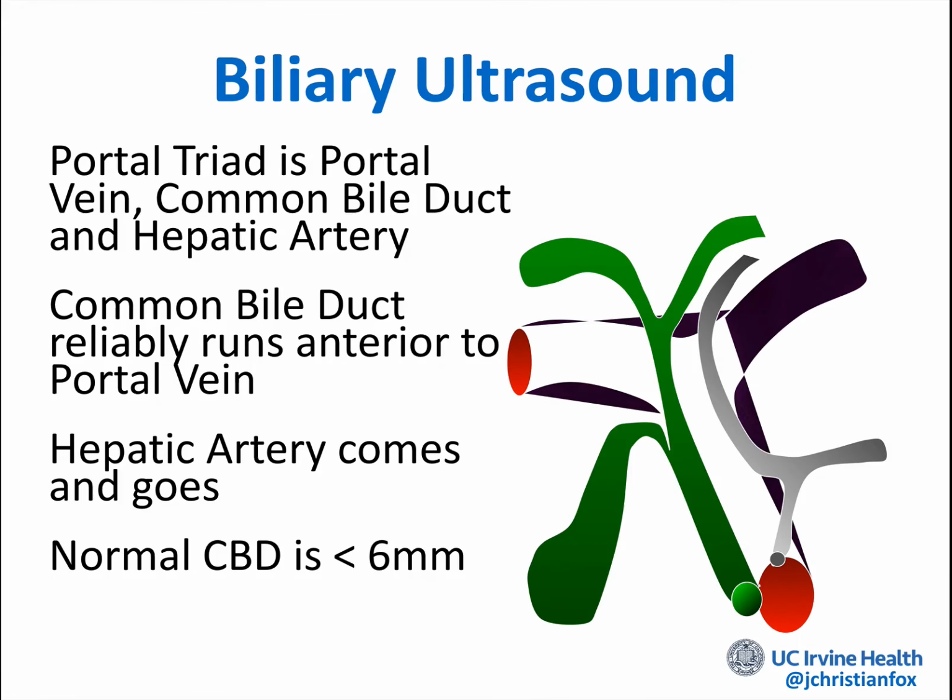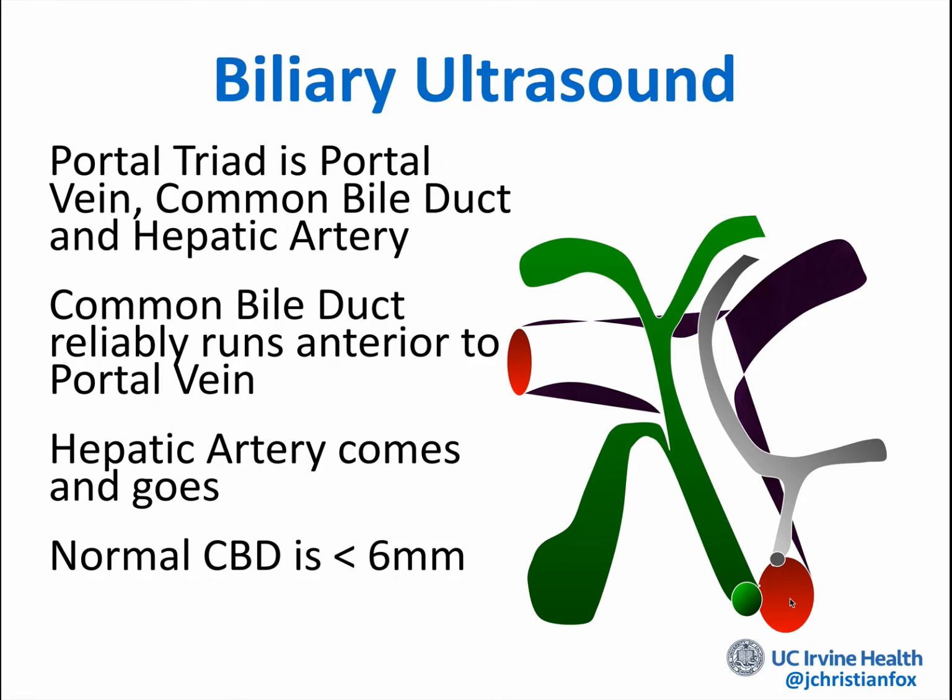Moving on to the biliary system, the portal triad is where you've got the common bile duct, the hepatic artery, and the portal vein. And so the common bile duct, this green thing here, really runs quite anterior and reliably anterior to the portal vein down here. The hepatic artery is sort of like a fair weather friend, you know, sort of comes and goes in and out of town there, and it's got the smallest caliber of the three. And so the way to find the common bile duct is just to look anterior to the portal vein.